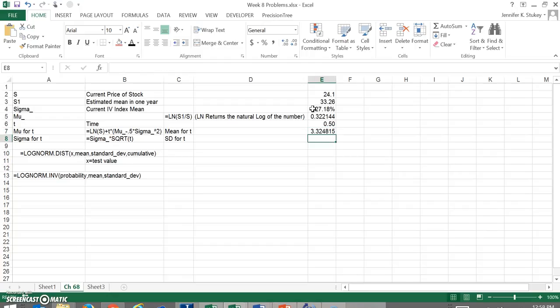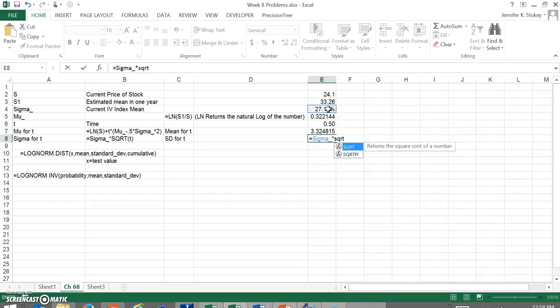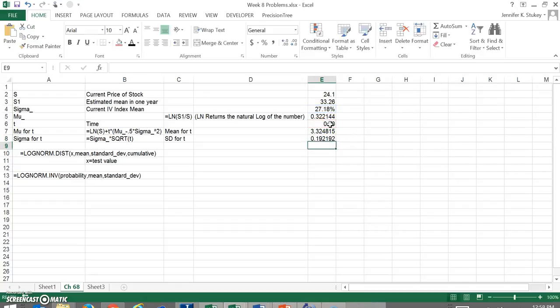The next thing we're going to do is calculate our sigma for T. Your sigma for T equals the overall sigma times the square root of T. That should get you 0.192, etc.